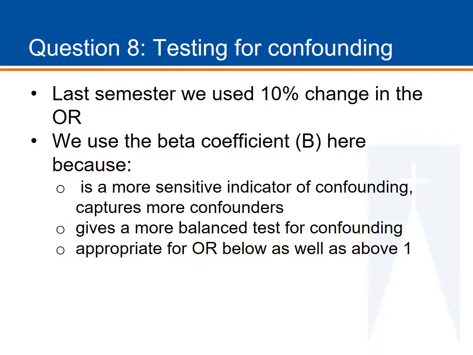well as above 1. The assignment will ask for the crude B, adjusted B, the difference between them, simple subtraction, and percent difference to guide you through the process of assessing whether the inclusion of a confounder variable alters the results.